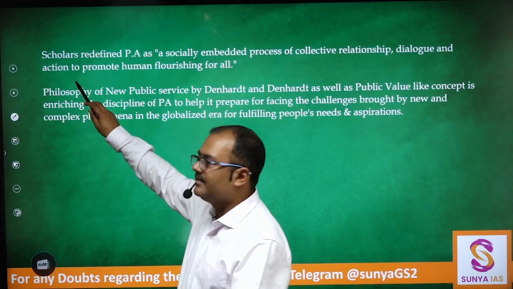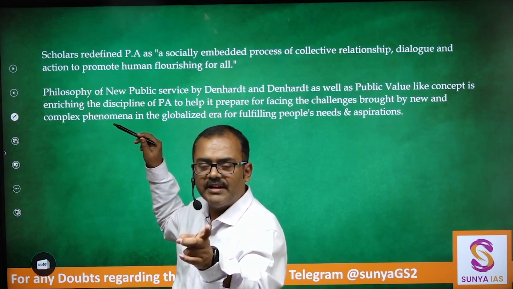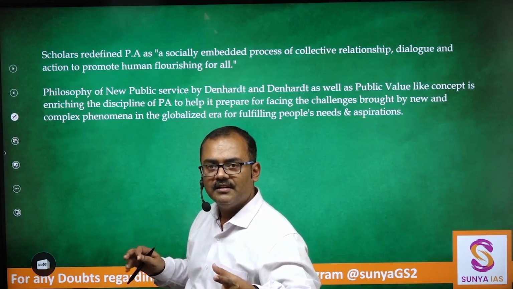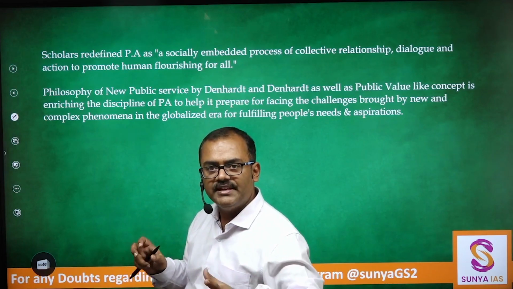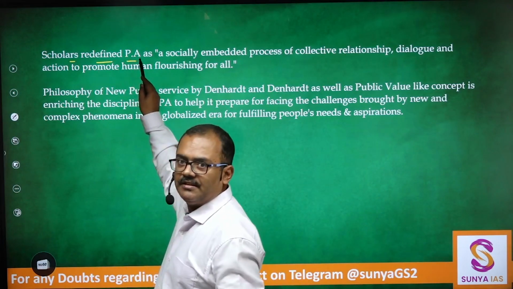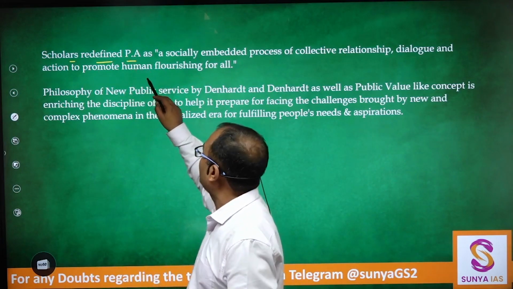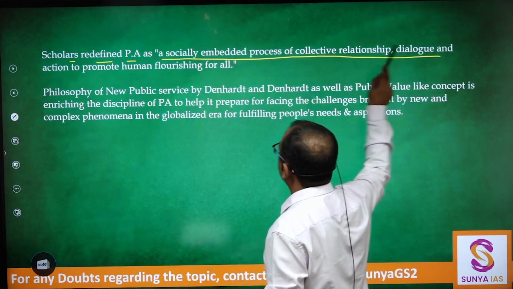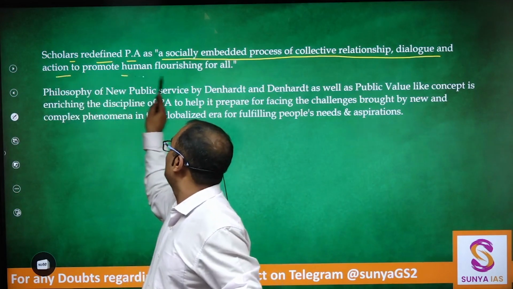Academically, what happened? The collaborative governance concept, which is required in the background of globalization, within the background of complex issues, etc. The scholars redefined public administration. In Minnowbrook 3, they said what? Public administration is a socially embedded process of collective relationship, dialogues and actions to promote human flourishing for all.